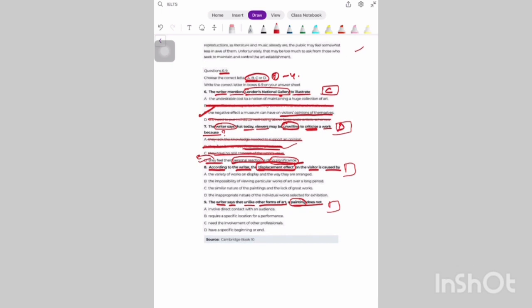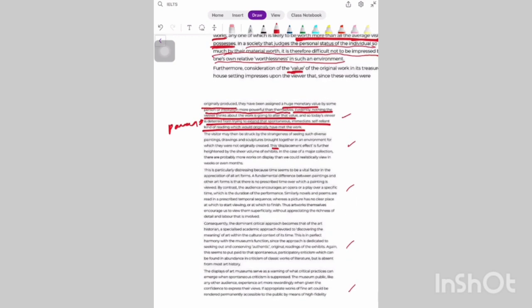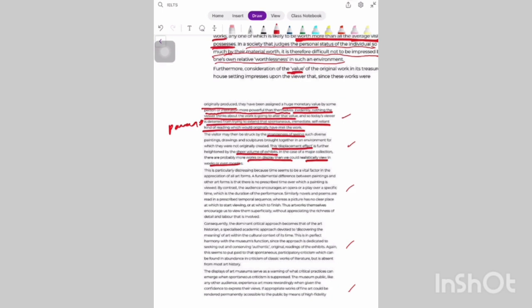Okay, according to the writer, the displacement effect on the visitor is caused by what? The displacement effect is further heightened by the sheer volume of the exhibits. In the case of a major collection, there are probably more works on display than we could realistically view in weeks or even months. So visitors may be struck by the strangeness of seeing such diverse paintings, drawings, and sculptures brought together in an environment for which they were not originally created. This displacement effect is further heightened by the sheer volume of exhibits.